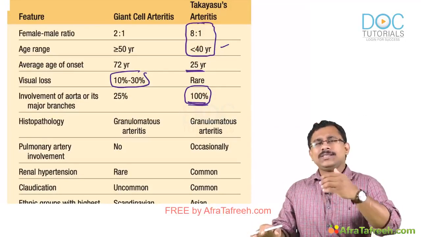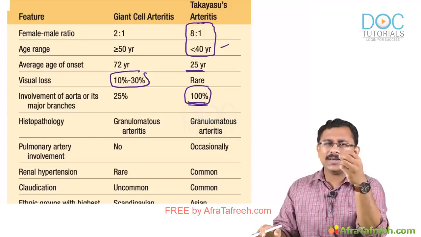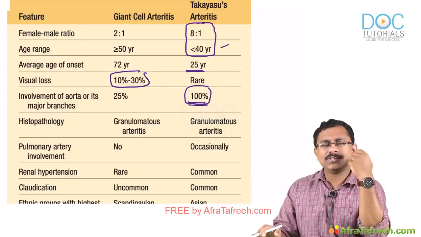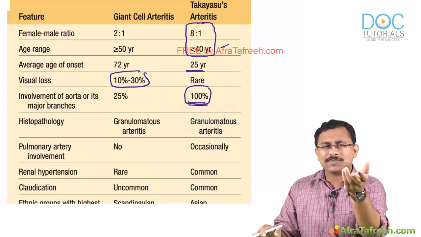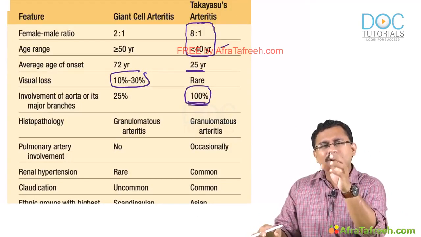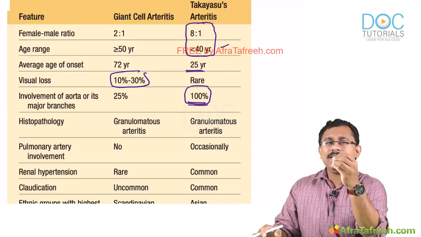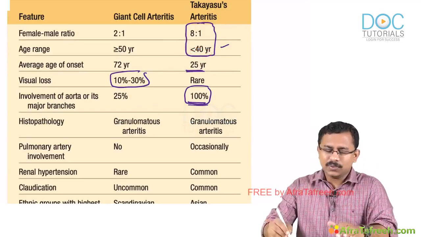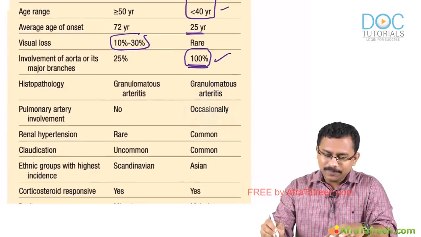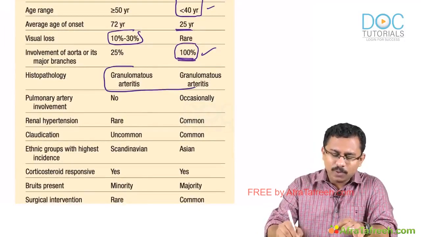Suppose you have a patient with Takayasu arteritis who has had a subclavian stenosis, and once the patient expires, you do an autopsy. You might find that even the aorta is showing features of large vessel inflammation. So that is a point to be kept in mind. Both of them are granulomatous arteritis.